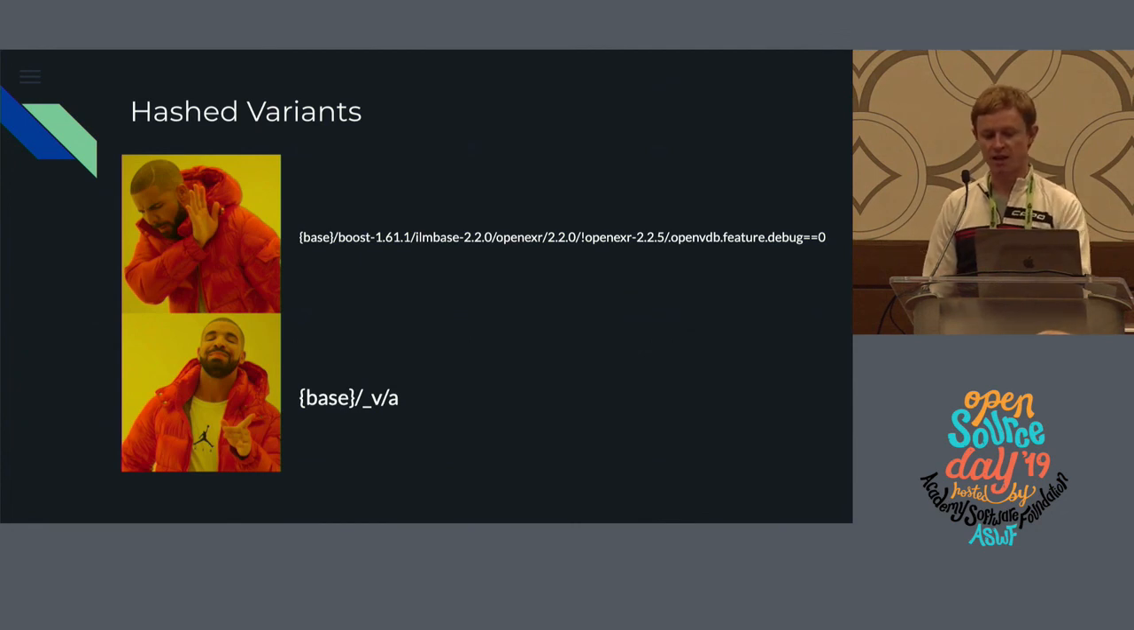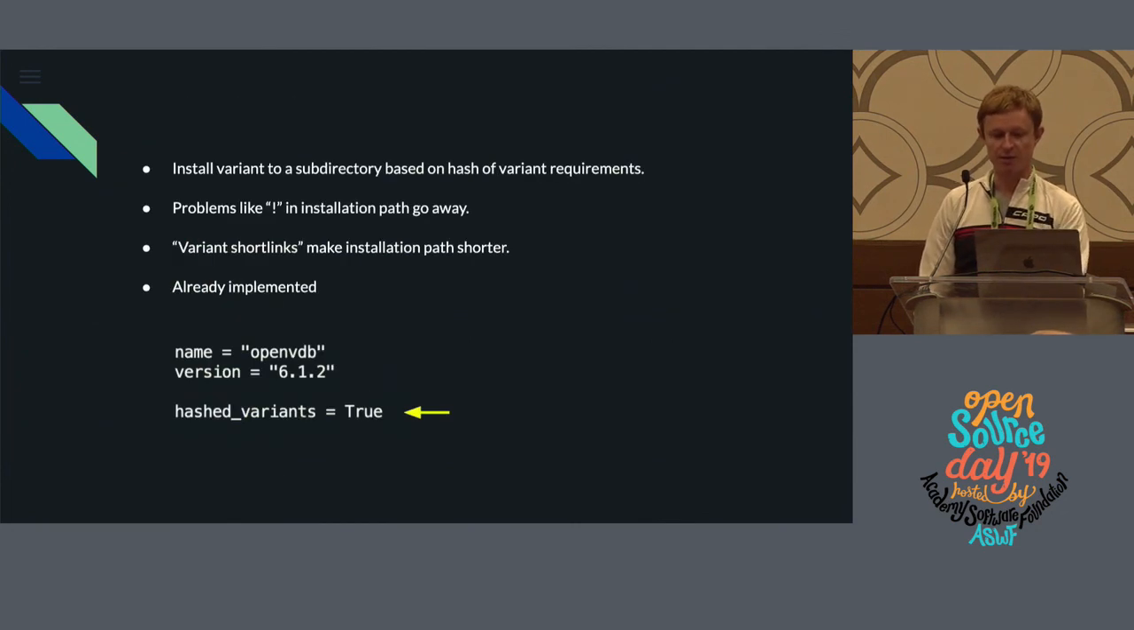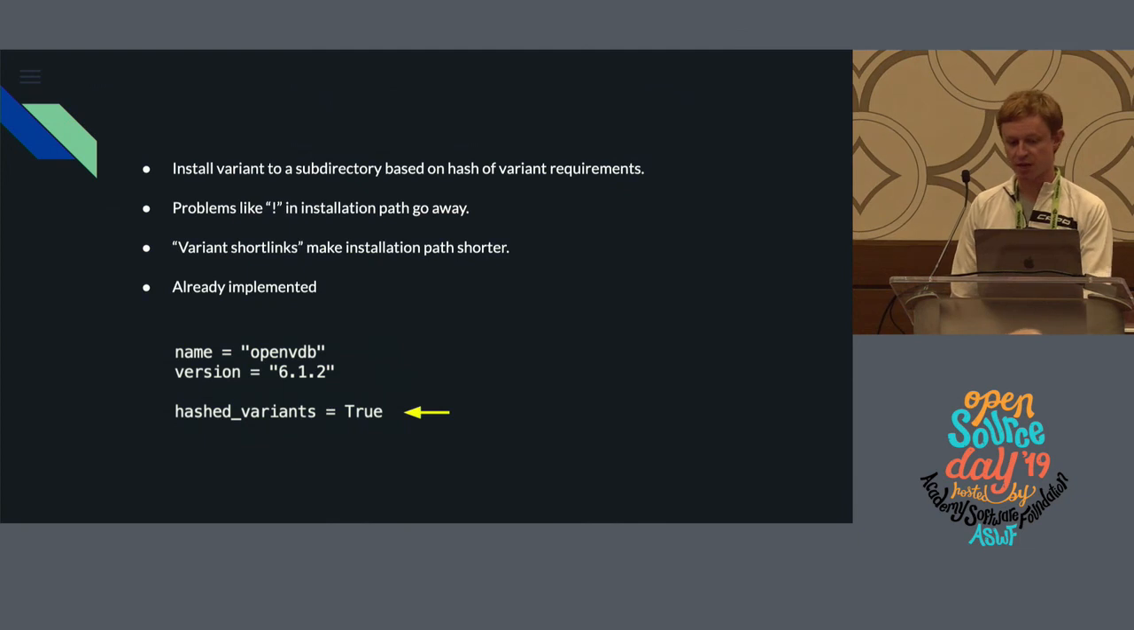Now, what you see here is not a hash. It's something else called a short link. And a short link is just another process in the release that goes through and just creates a very short version, which is a symlink to the hash, and does it in a way that's not going to cause conflicts within that already released package. To do that, you just add this new attribute called hashed variants. You set it to true, and Bob's your uncle.